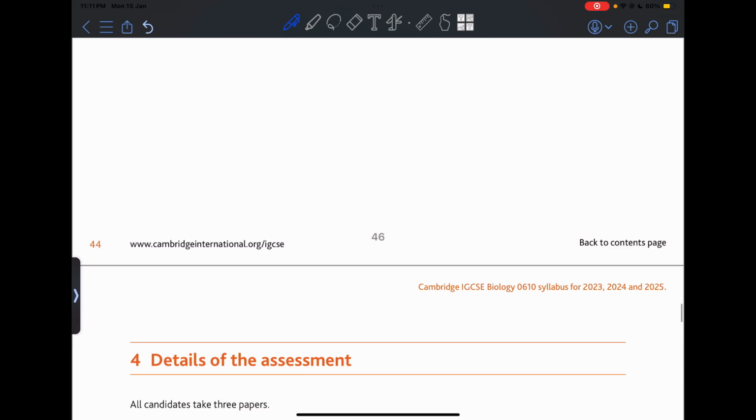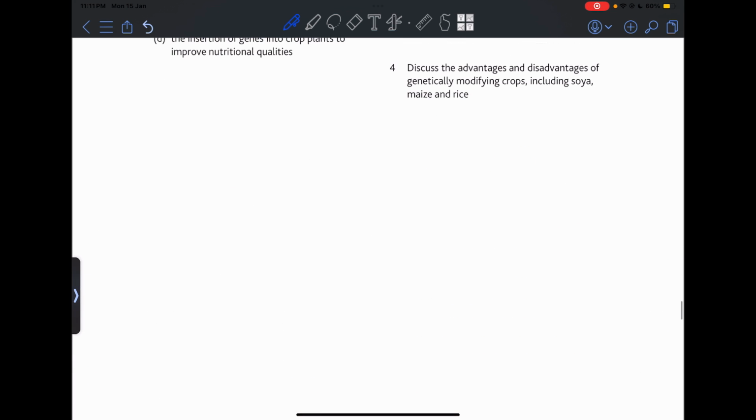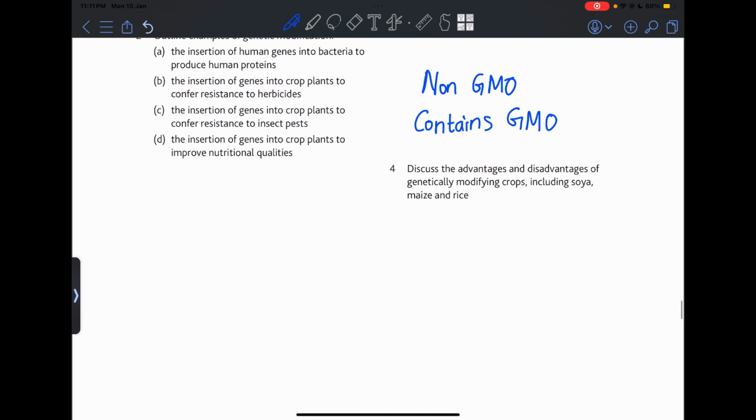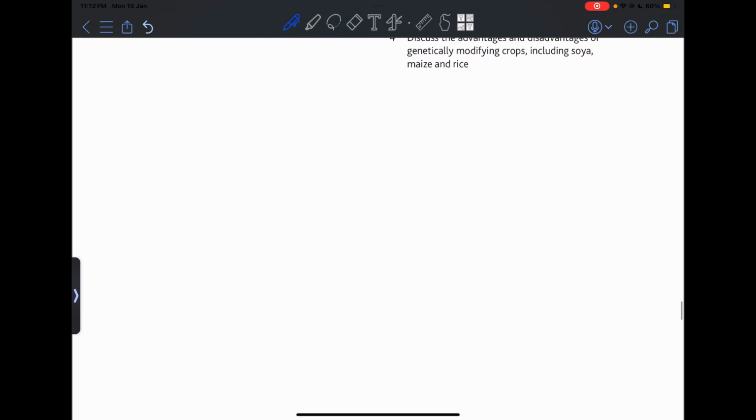So actually, this is the end of the syllabus. You do not need to know anything else. This is all that's needed for both core and extended students who are studying for Cambridge IGCSE Biology. So I guarantee you that if you understand everything that's written in the syllabus and you memorize all the definitions, then you will get a 9 or an A star. You will get the highest mark possible.